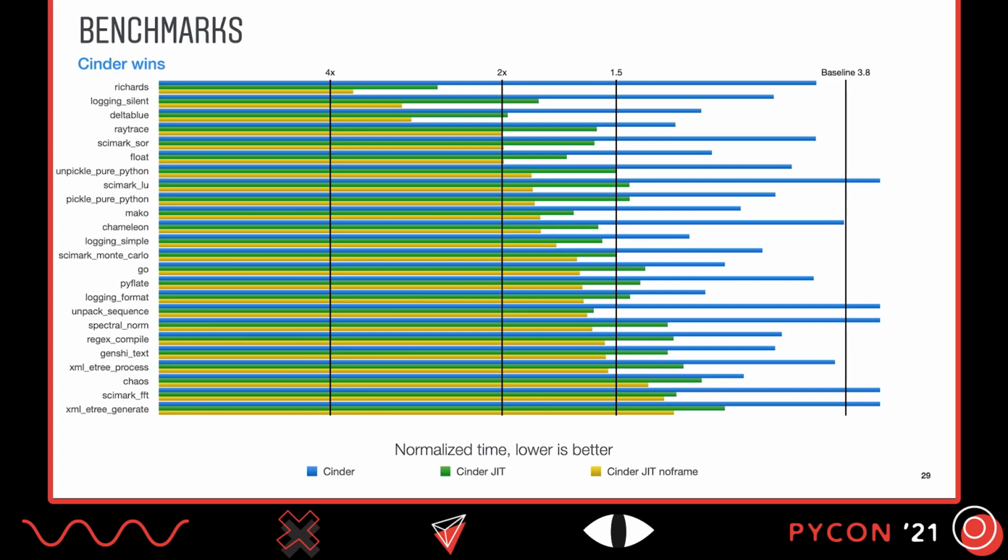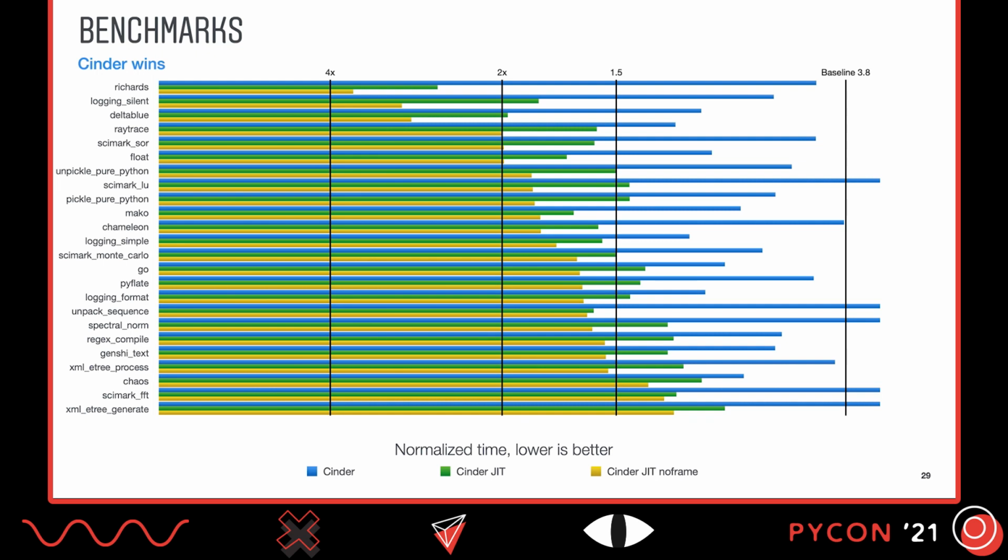But these numbers are baseline to CPython. So CPython is 1x over here on the right, and a smaller bar represents less runtime for that benchmark. So you can see with Richards, it's close to a 4x win, and as we go through the benchmarks, these are sorted by order of performance in something that we call the JIT no frame mode. And this is a mode where the JIT runs, but it doesn't use CPython frames at all, it doesn't create them. We're not yet using this in production.